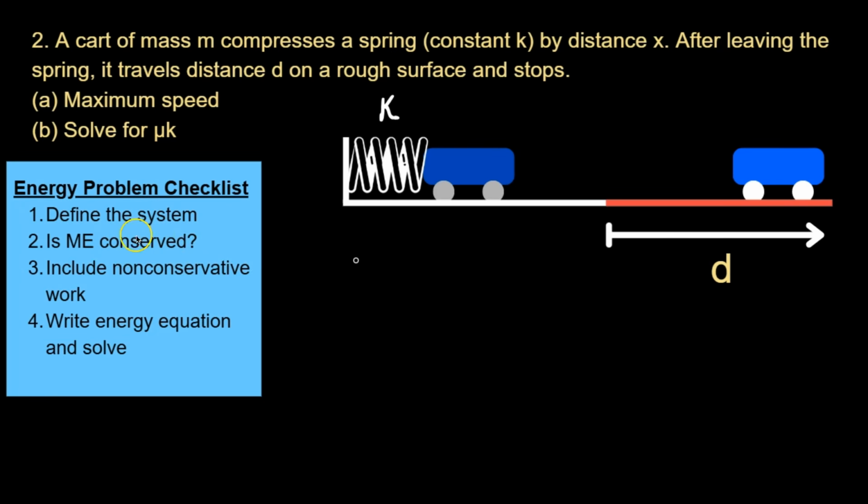We're going to first define our system, and our system is the cart and the spring. Is mechanical energy conserved? Mechanical energy is not conserved in the second part of the problem because there's friction, but in the first part of the problem, it is conserved.